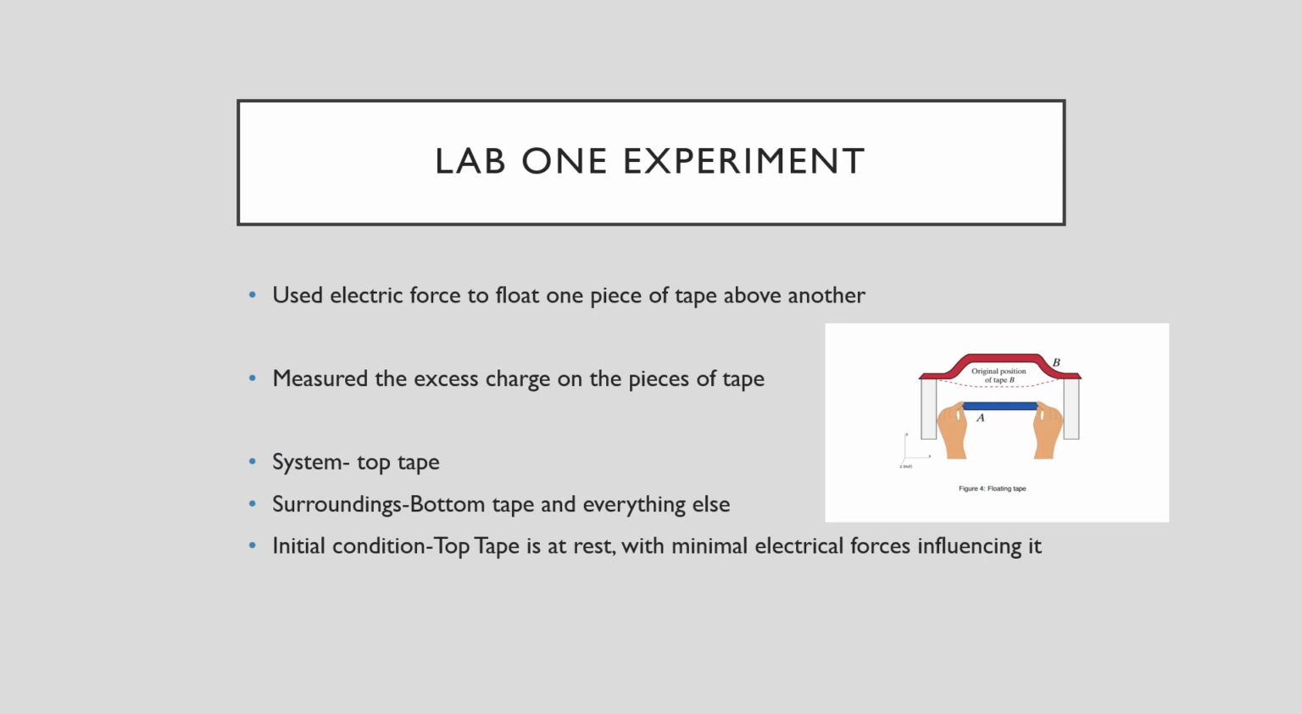In Lab 1, we used one charged piece of tape to float another charged piece of tape. Measuring the maximum distance the charged tape would still flip up gave us the electric force that equals the gravitational force. We can then set the force of gravity equal to the electric force and solve for the excess charge on each piece of tape. In this experiment, the system was the top tape, the surroundings were the bottom tape and everything else, and the initial condition was the top tape at rest with minimal influence from electric fields.